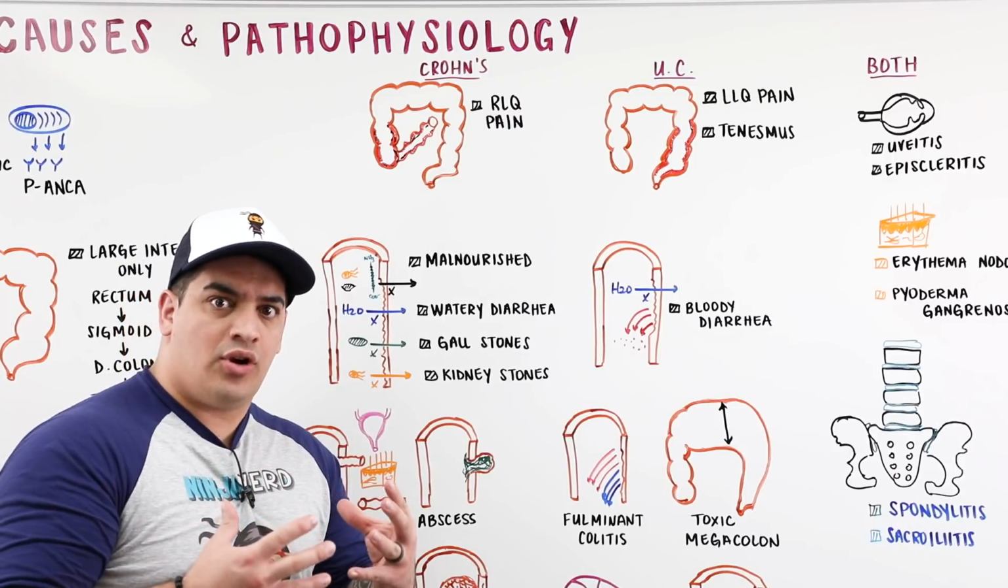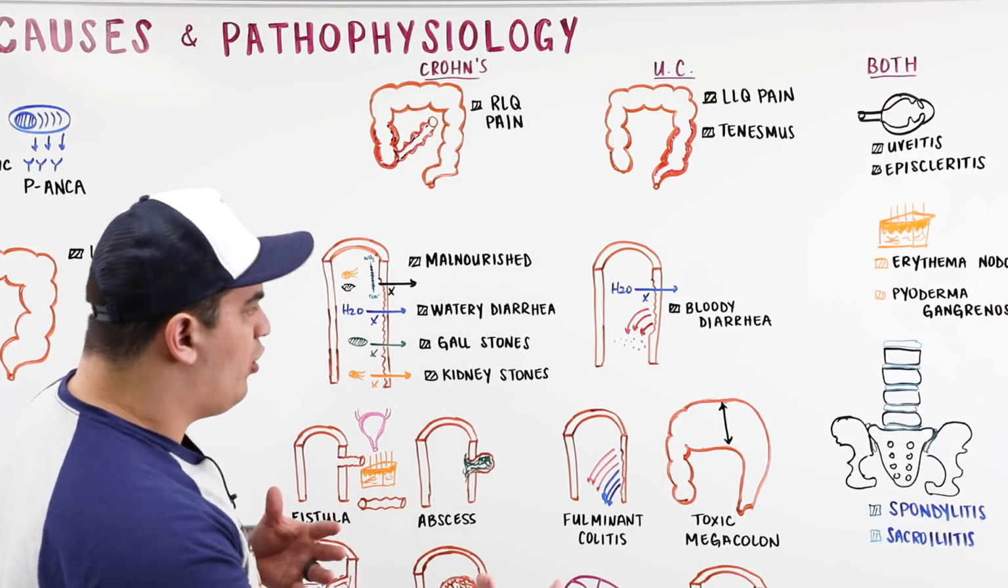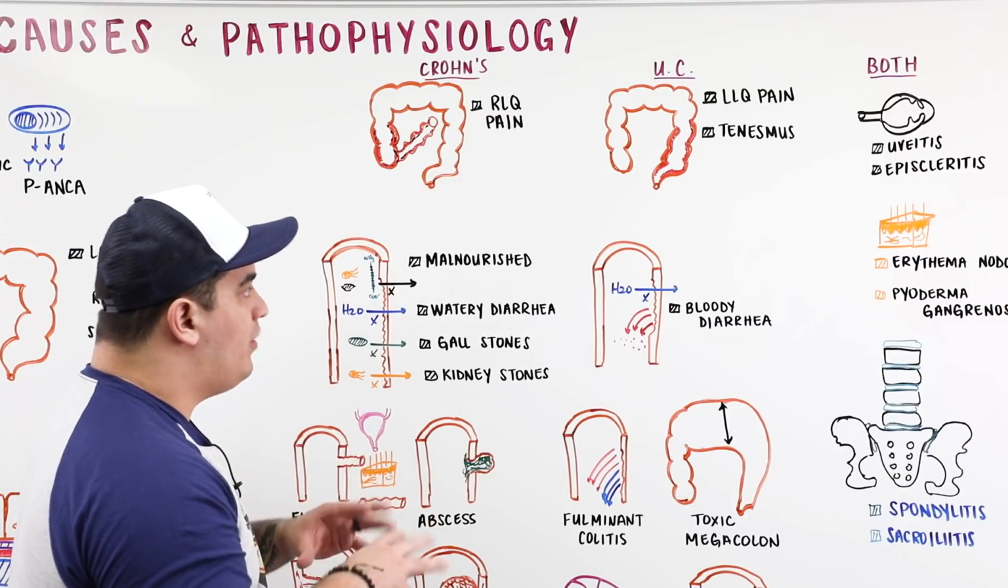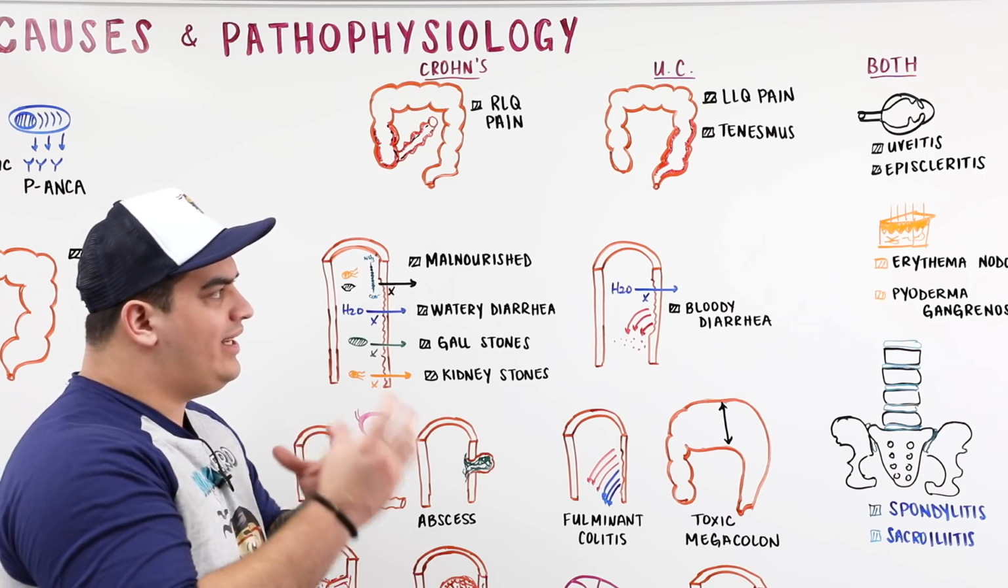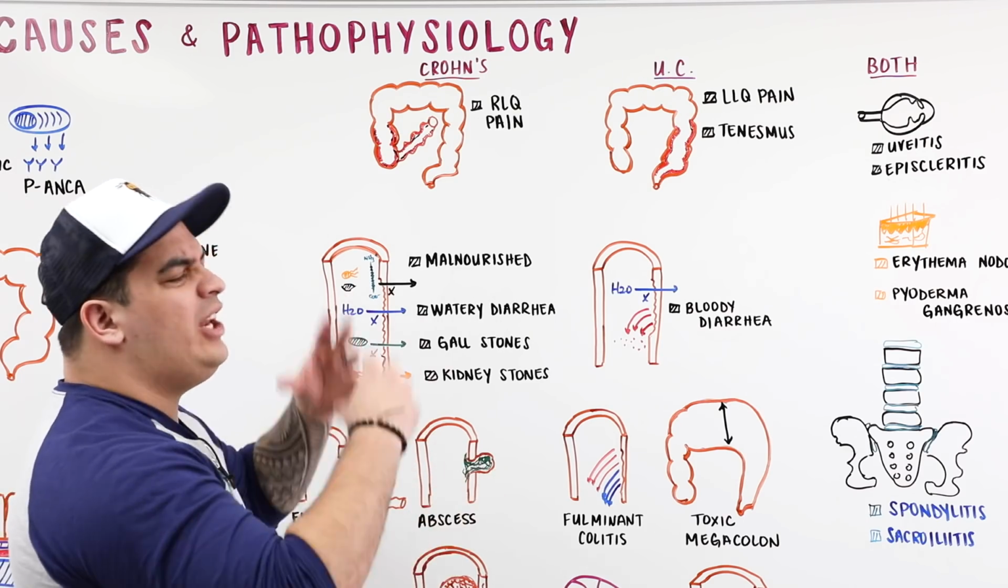All right, so let's continue our talk on the causes and pathophys of Crohn's versus ulcerative colitis. Now, with Crohn's, again, we know that there's a lot of that Th1 and Th17 cell involvement, lots of inflammation anywhere along the GI tract.